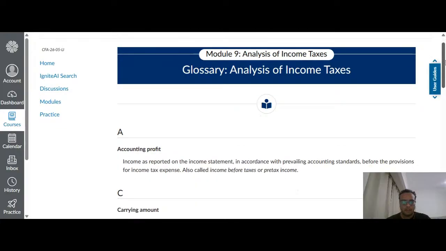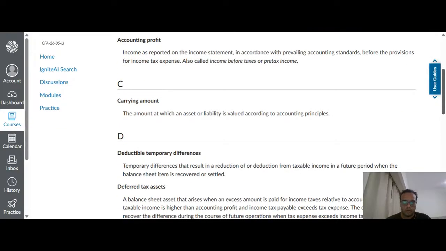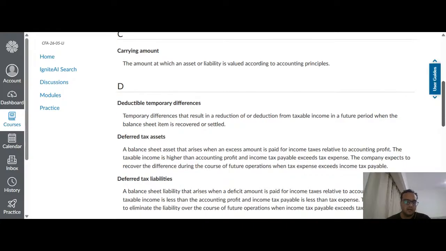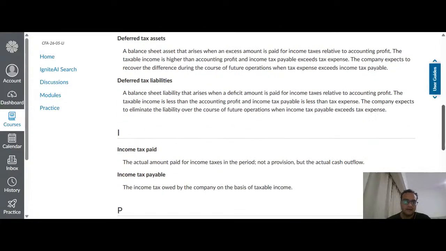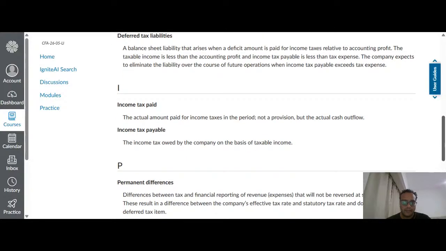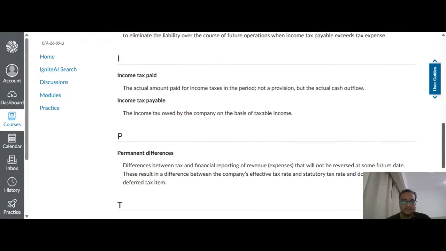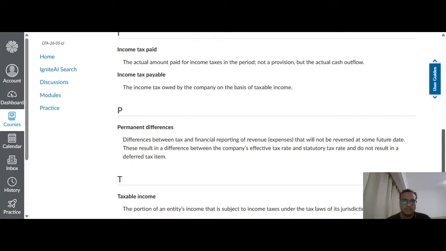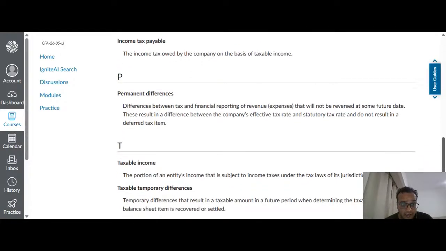So what all other points? We had seen accounting points: carrying amount, deductible temporary difference, deferred tax assets, deferred tax liabilities, income tax paid, income tax payable. The tax paid is the amount of tax paid, not the provision. Tax payable is the income tax owed by the company on the basis of taxable income.